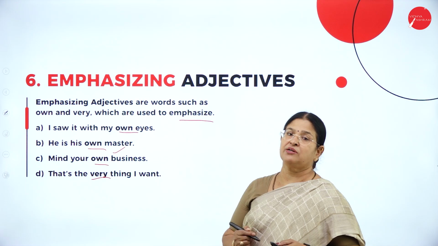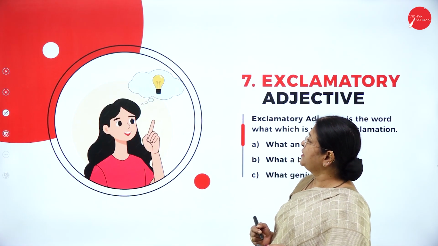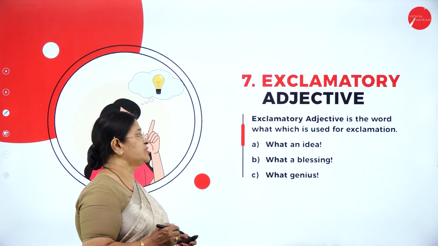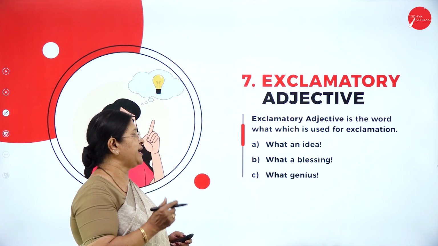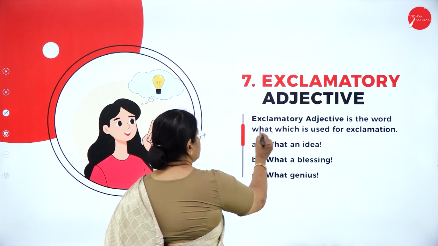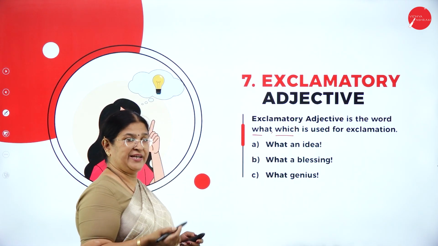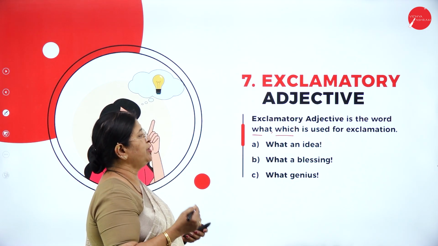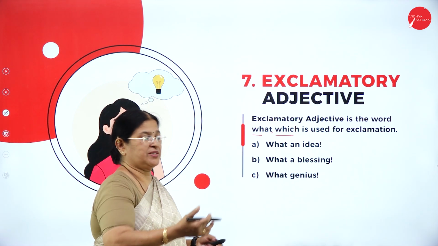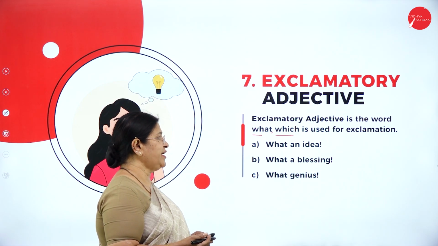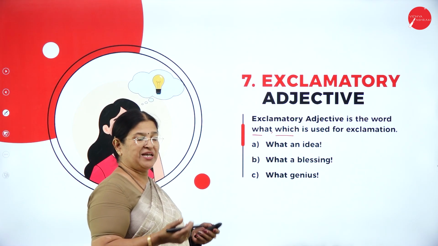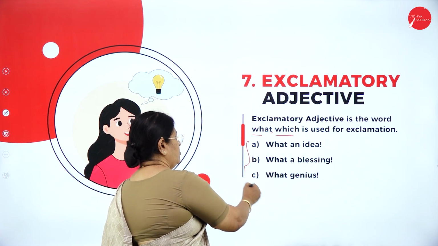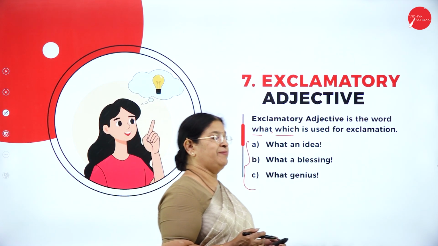Let me move on to the 7th type of adjective, that is the exclamatory adjective. Exclamatory adjective is the word "what" which is used for exclamation. What an idea, what a blessing, what a genius he is. So you are going to exclaim, you are going to express. So that is called the exclamatory adjective. What an idea, what a blessing, what a genius he is. So when you get "what", then it is an exclamatory adjective.